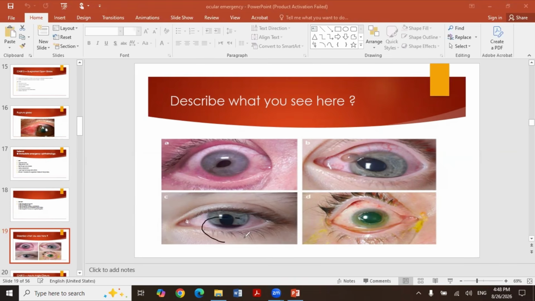In case number 3, this is due to trauma. You can see the hyphema. There is no ruptured globe, but when you see hyphema, it's an urgent case due to severe trauma to the eye. You should call ophthalmology. We will talk about hyphema now.